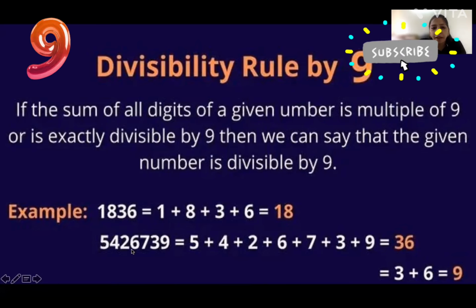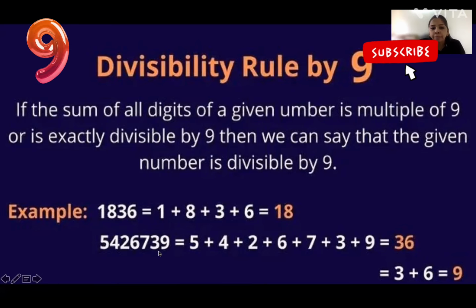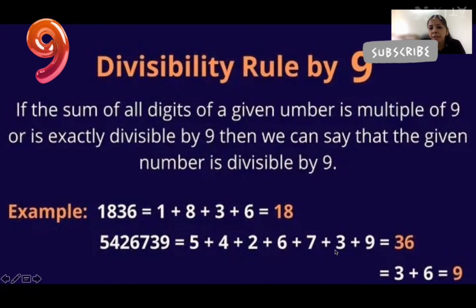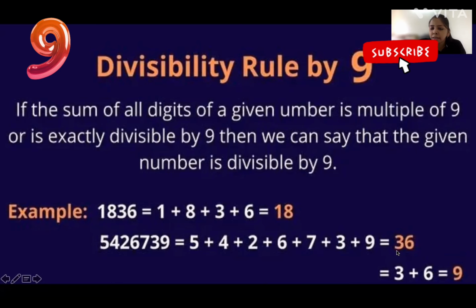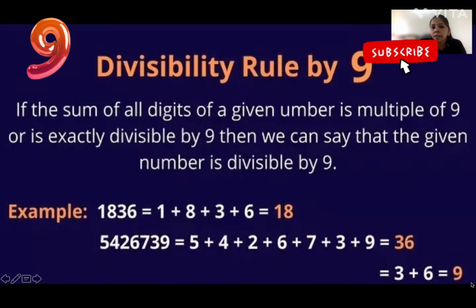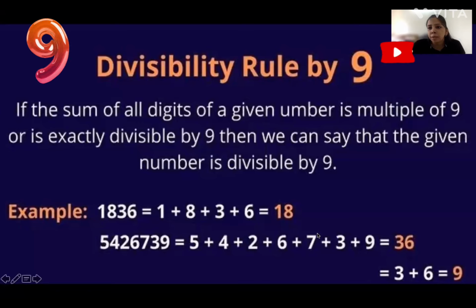And next one is 5426739. Here 5 plus 4 plus 2 plus 6 plus 7 plus 3 plus 9 is equal to 36, and 3 plus 6 is equal to 9, and 9 is divisible by 9. So the whole number is divisible by 9.